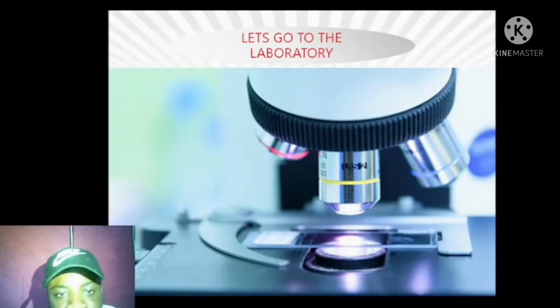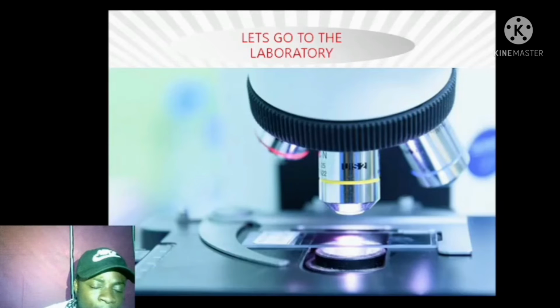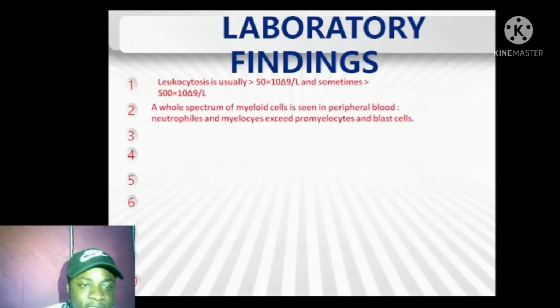So let's go to the lab. In chronic myeloid leukemia, what do we do in the lab? Very important, because the laboratory plays a major role when it comes to diagnosis of chronic myeloid leukemia. So, laboratory findings. The leukocytosis is usually greater than 50 times 10 to the power 9 per liter, and sometimes greater than 500 times 10 to the power 9 per liter. So there is an increased leukocyte count. Very, very high.